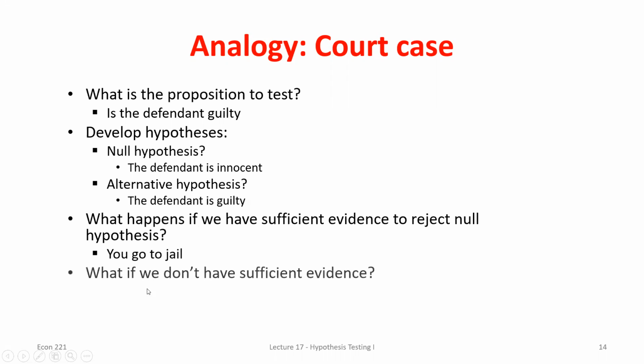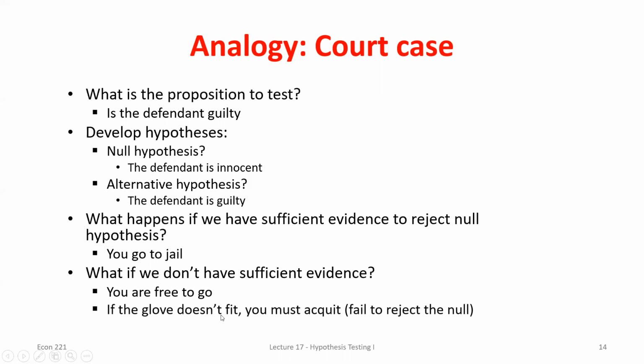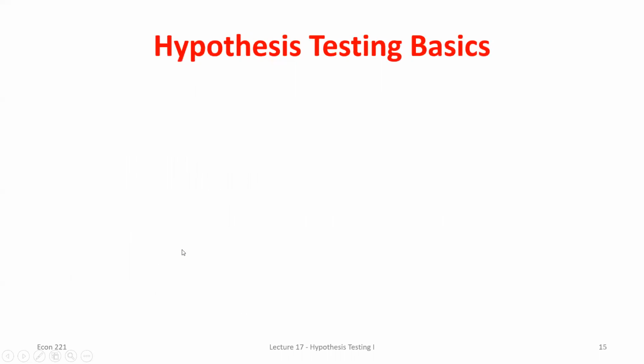Right? If we don't have enough evidence, maybe you didn't have an alibi, but there's no motive. They didn't find any DNA. There's not enough evidence to go against assuming that you're innocent. Well, then we fail to reject it. We just continue to assume you're innocent. Right? So if the glove doesn't fit, you must acquit, or fail to reject the null in this case. So that helps us set up how we think about the null and alternative hypothesis.